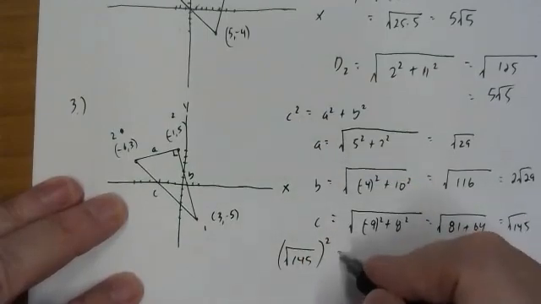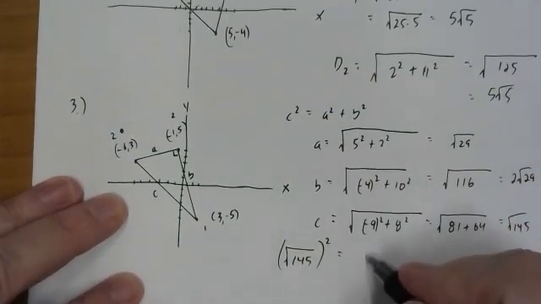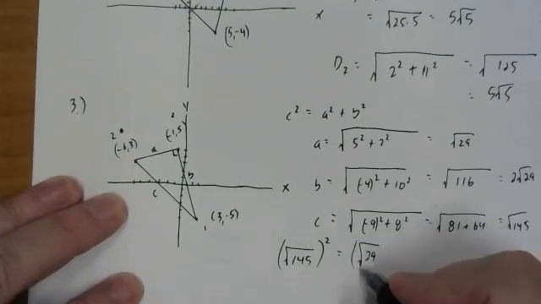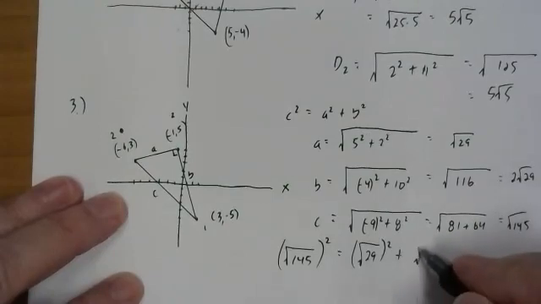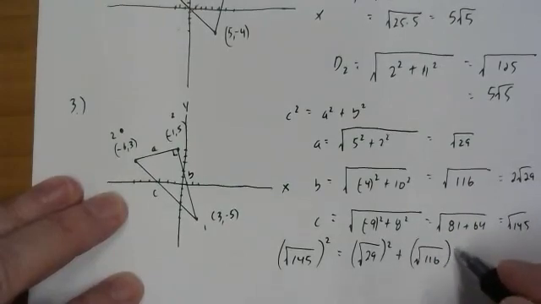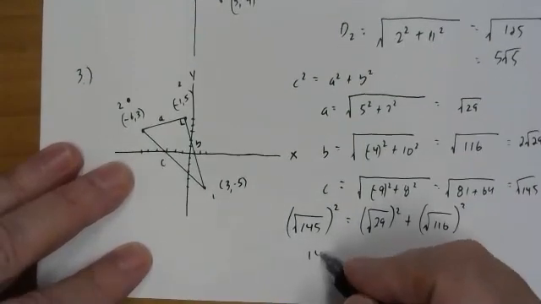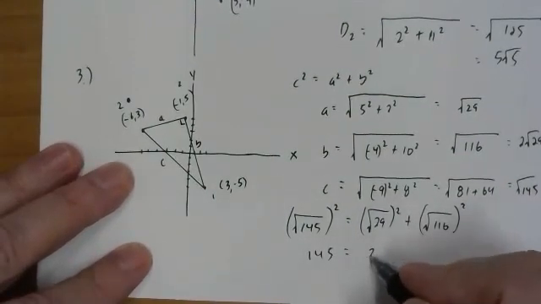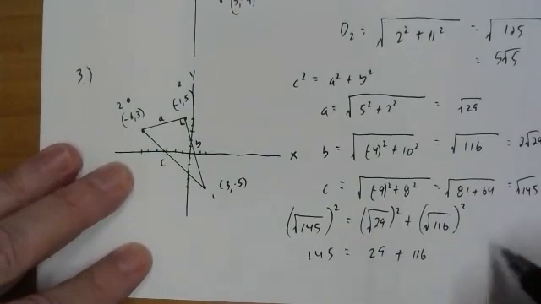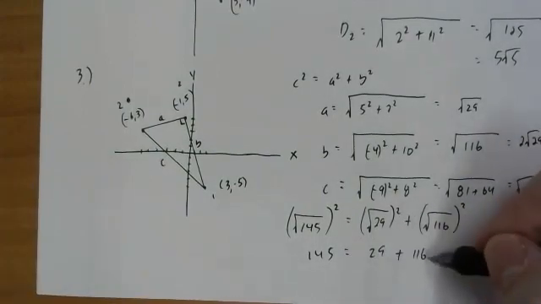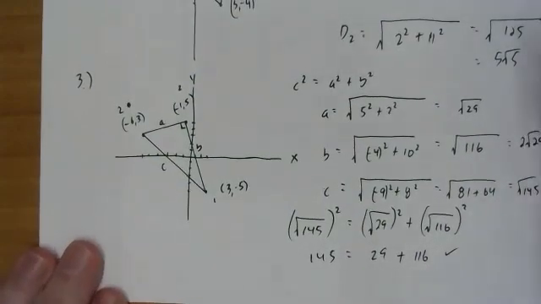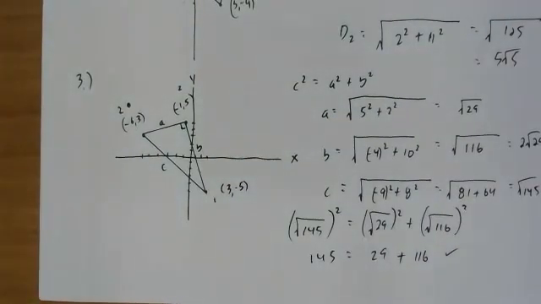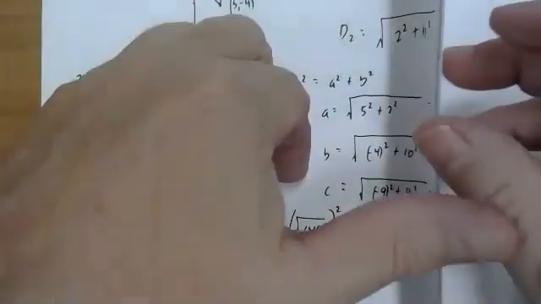So I'm going to square it. Does that equal A squared plus B squared? Square root of 29 squared plus B squared. So this is 145 equals 29 plus 116. And the Pythagorean formula works, so this is a right triangle. So I had to apply the distance formula 3 times.